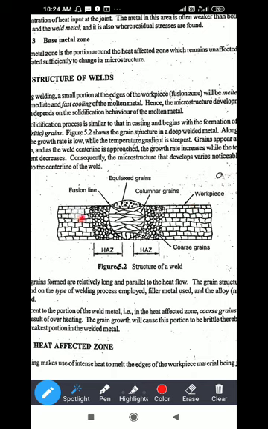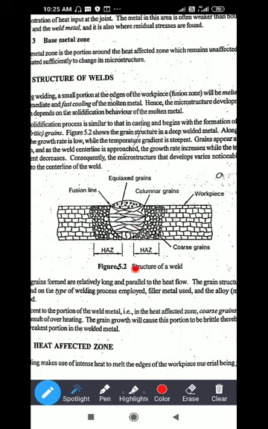Before going to the base metal, you can see this is where the welding is done, or the welding material is deposited over here, or this is the fusion section. In this fusion section, the workpiece is melted and the filler material is mixed in that metal. Okay, and the fusion occurs and the welding is done.